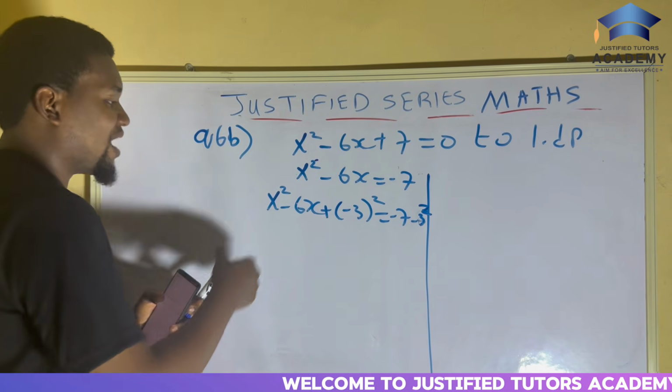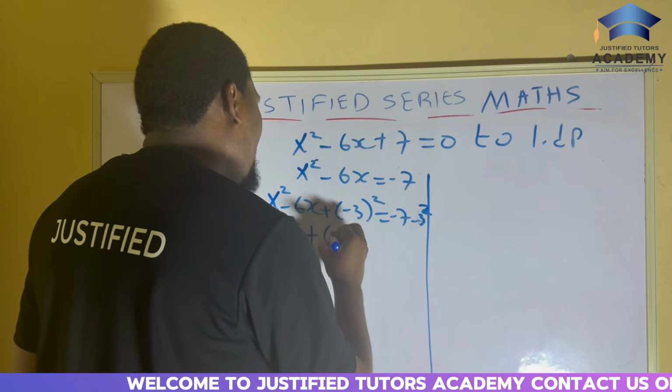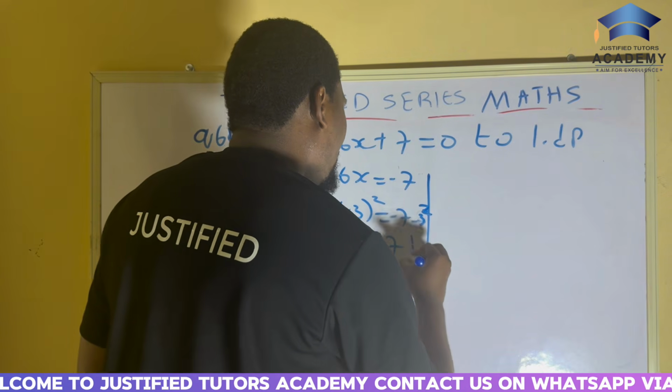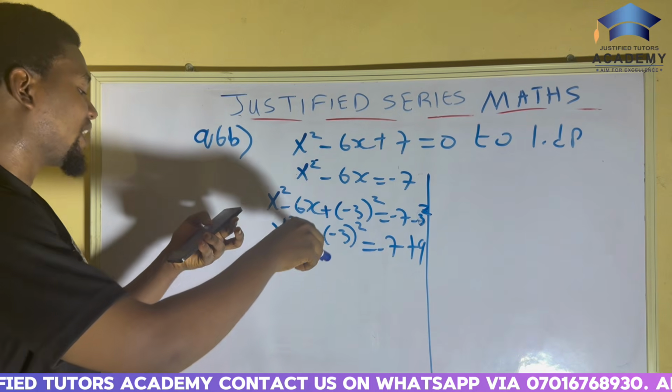So when this appears, it becomes x squared plus minus 3 square is equal to minus 7 plus 9. Are you getting me now? So now we get to this point here.